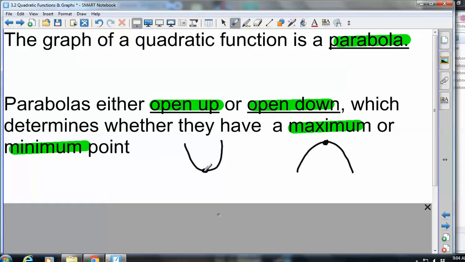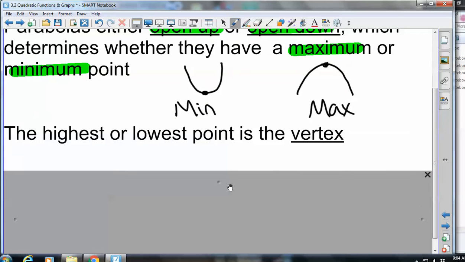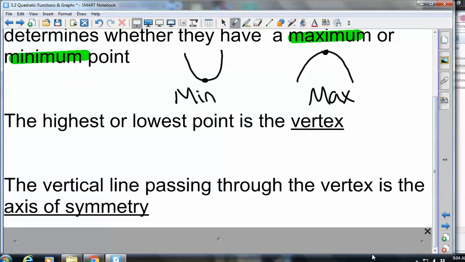Okay, so if this one opens up, is this point a maximum or a minimum? Minimum. If it opens down, you get a maximum. Okay, what is the name of that highest or lowest point, the maximum or minimum point? What do we call that? The vertex. So that point is your vertex. Do you remember what we always found in Algebra 2 along with the vertex? Axis of symmetry. It was the vertical line that went through the vertex.